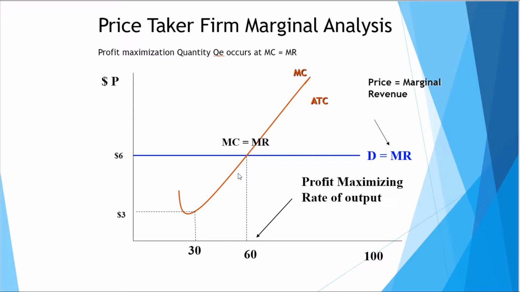But as the marginal cost continues to go up, you can see that at a point, it crosses the marginal revenue curve. At this point, QE, the marginal cost curve crosses the marginal revenue curve. This is the point where you basically break even. To produce that 60th unit, the marginal cost is $6. The marginal revenue is also $6. So you basically end up breaking even.